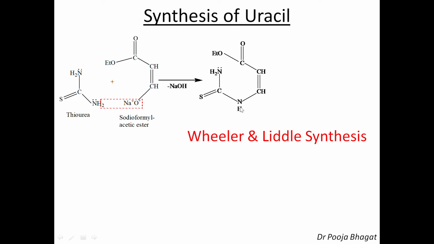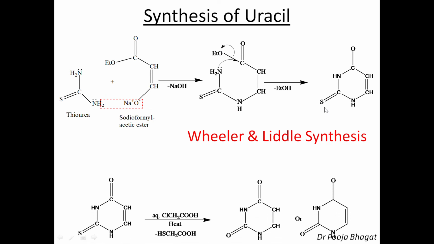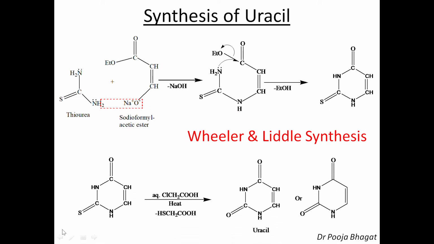I think you can easily write down the next step. What will be the next step? The lone pair of electrons on nitrogen will attack here and the ethoxide ion goes out. So EtO negative from here, H plus from here, gives ethanol, and you will get this compound. Now, what is the difference between this compound and uracil? Yes, this sulfur. In uracil, instead of sulfur, we have oxygen. So we heat this compound with aqueous chloroacetic acid. The S will be replaced by oxygen, and you will get uracil.